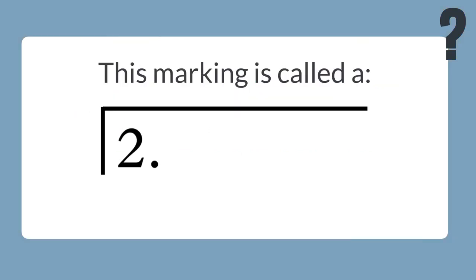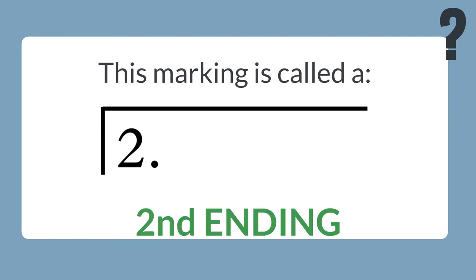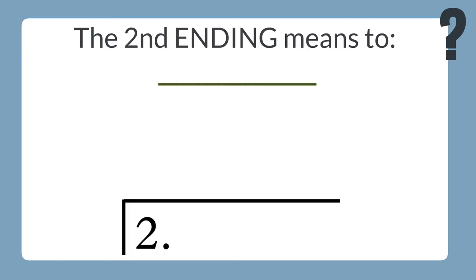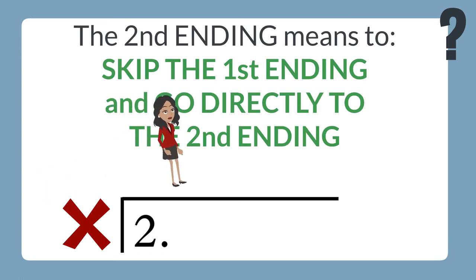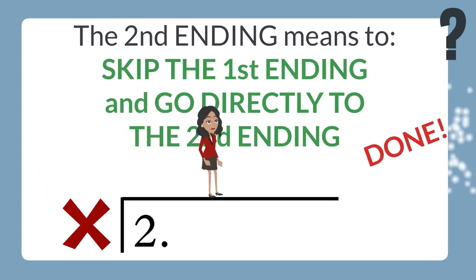This marking is called a second ending. The second ending means to skip the first ending and go directly to the second.